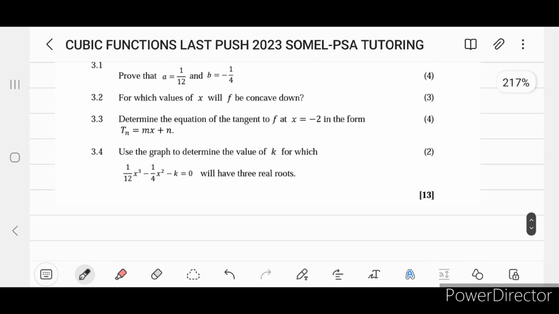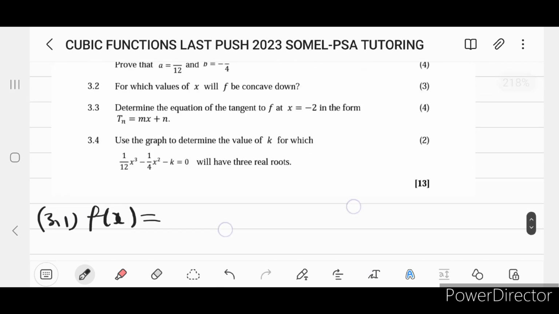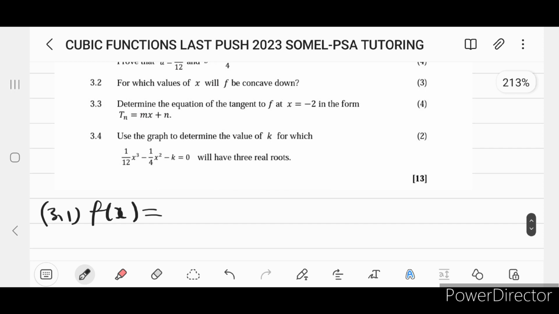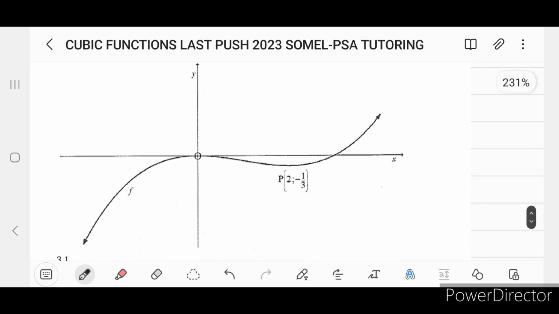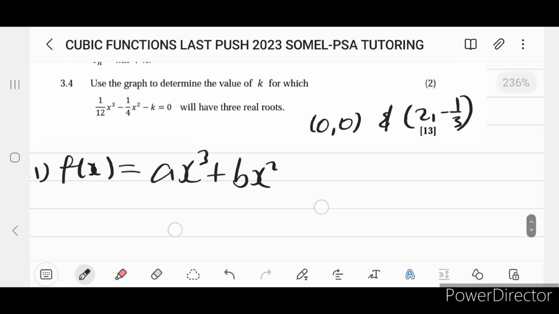The first thing that I would like to do is f of x equals ax cubed plus bx squared. This is question 3.1. The points that I have are (0; 0) and (2; negative 1 over 3).